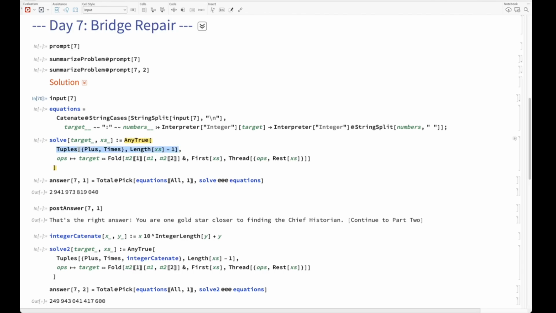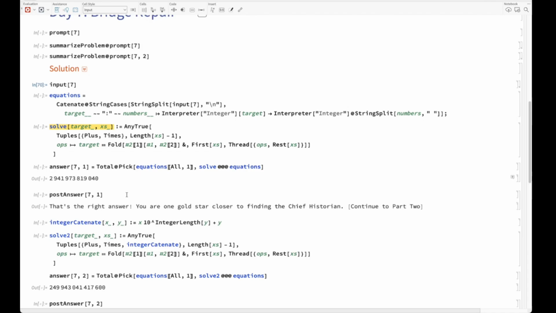You can generate all the possible combinations of signs with tuples, and then you just fold over those and perform the operation and see whether it equals the target. Any of those is the target, right? And then we just compute how many of them there are. Or I guess we sum up the targets or something like that.